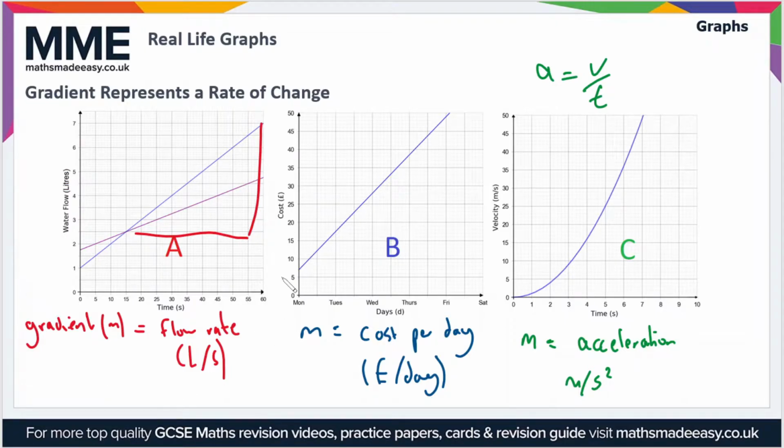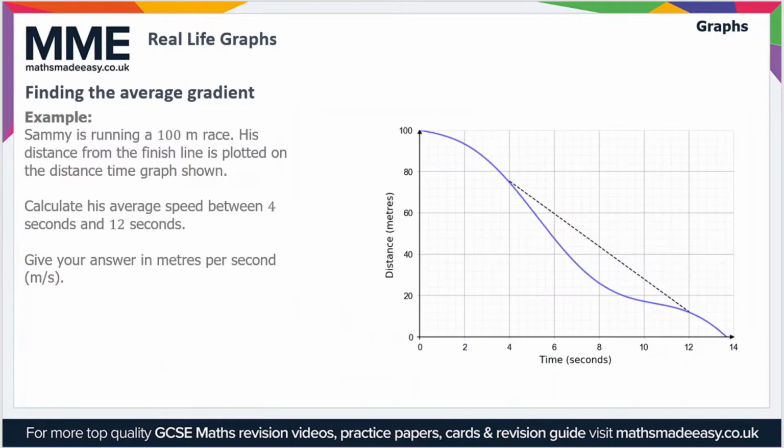So as we've said before, the gradient represents a rate of change when we've got time on the x-axis. So we could say that in A, the gradient represents the rate of change of water flow. In B, the gradient represents the rate of change of price. And in C, the gradient represents the rate of change of velocity, which is also known as acceleration. So if we move on then, let's have a look at some example questions.